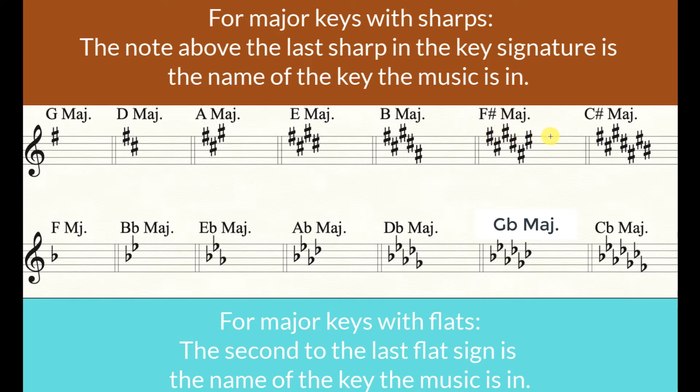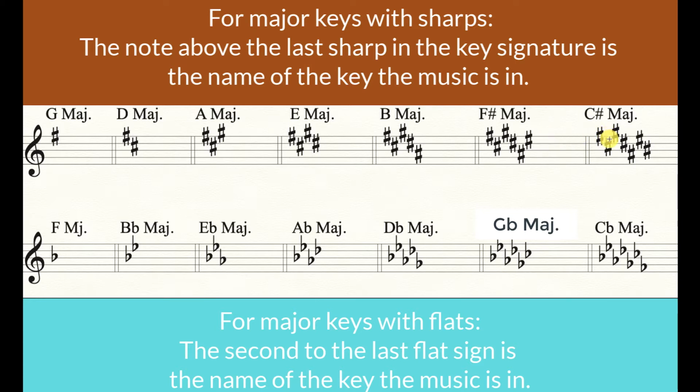So the name of this key is not F major. It's F sharp major. If you say F major, it's wrong. You have to say F sharp major, because after E sharp, it's F. The F is in the key, there's a sharp, so you have to say F sharp major.